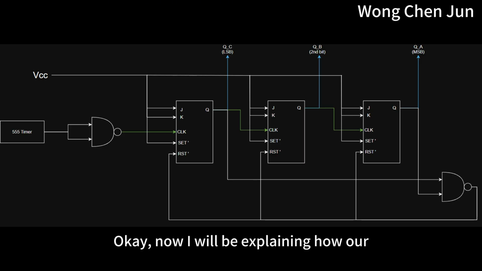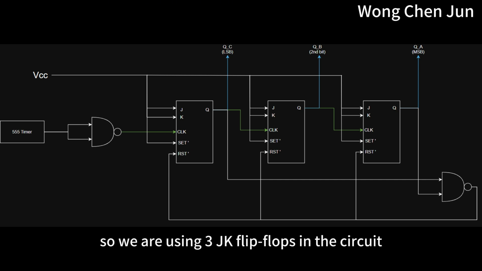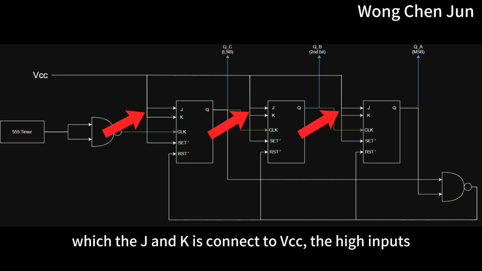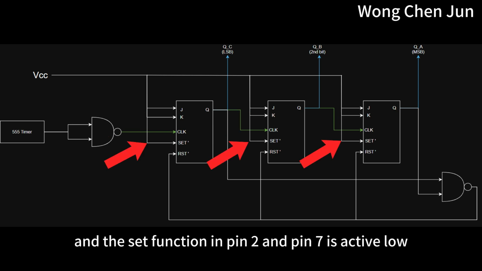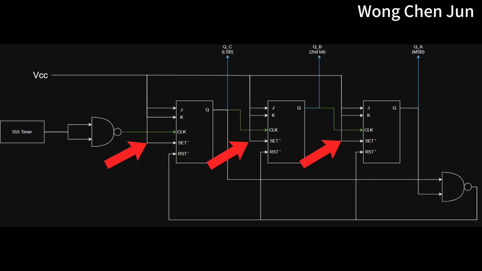Okay, now I will be explaining how our JK flip-flop works. So we are using 3 JK flip-flops in the circuit. First, the JK flip-flop is set to be the toggle flip-flop, in which J and K are connected to VCC, the high input. And the set function in pin 2 and pin 7 is active low, so it also connects to the high input to make sure that the set function does not operate.